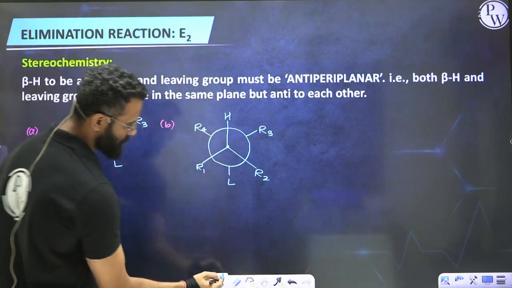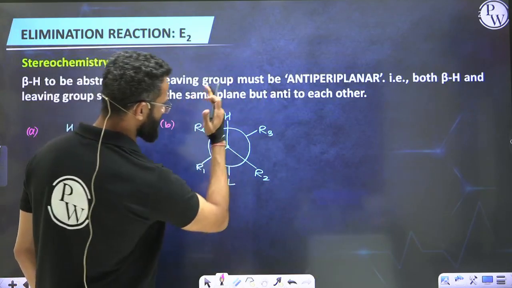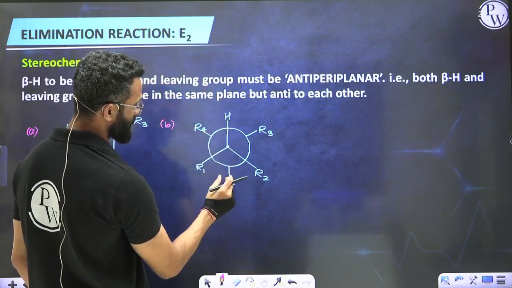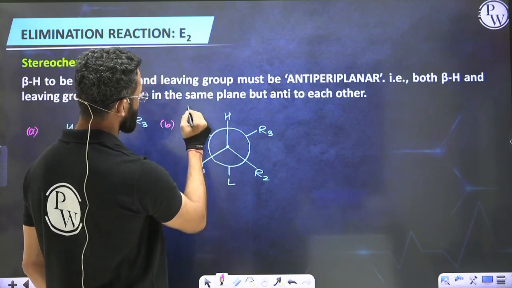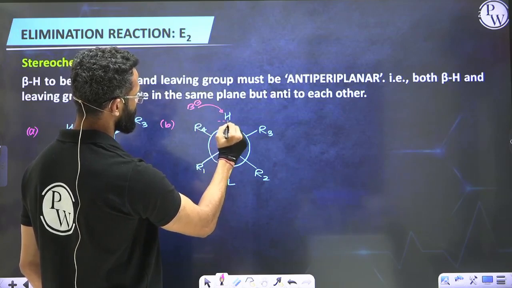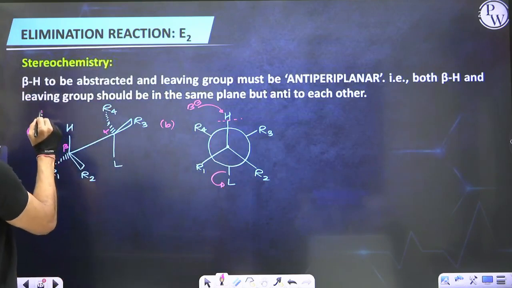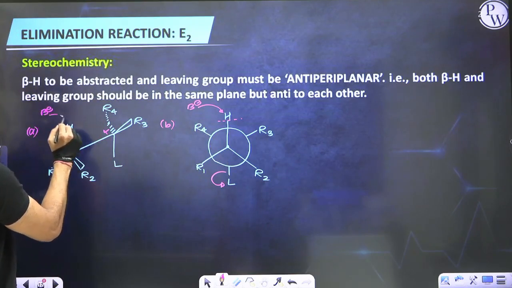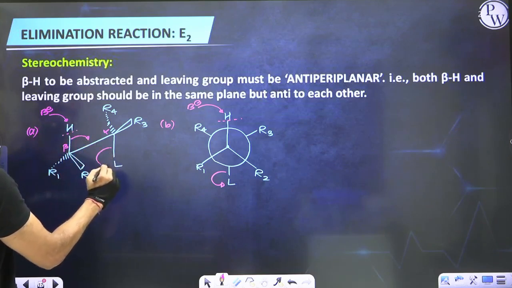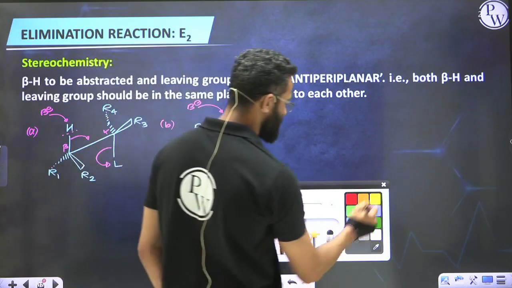Okay, so now you can see once again over here, hydrogen and leaving group are in the same plane. If I consider this as a plane, both the leaving group and hydrogen are on the same plane and they are anti to each other. So the base can abstract this beta hydrogen atom with the simultaneous loss of a leaving group. Just like that, the base abstracts this beta hydrogen atom, the sigma bond will shift with the simultaneous loss of a leaving group. The same thing you can also consider in cyclic structures as well.